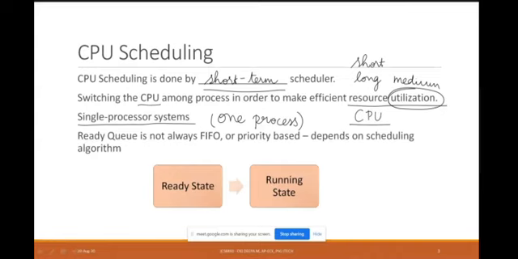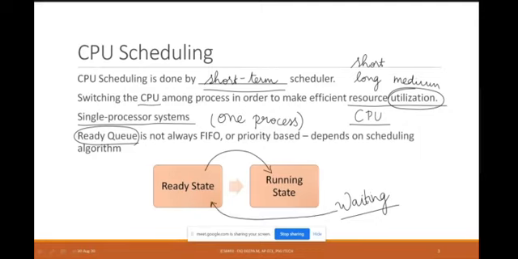So for this purpose, we will be using your ready queue. We are going to see what is going to happen when your processes are moved from the ready state to the running state. This is the only state that it can move to. We are not going to consider the waiting state. Why? Because it is waiting for some IO to complete or some interrupt or some event to happen. After completion, it will come back to your ready state.